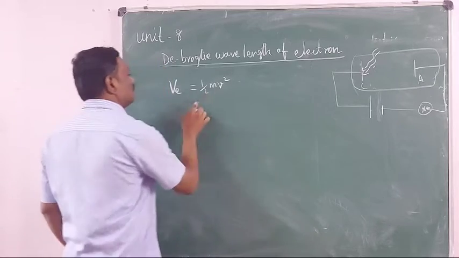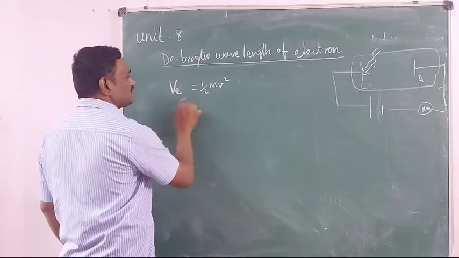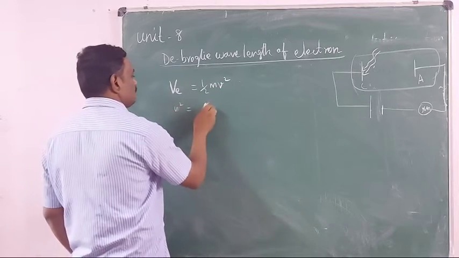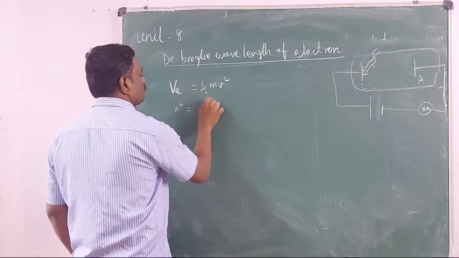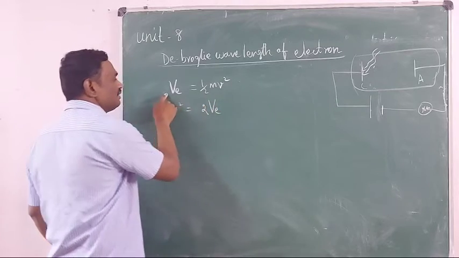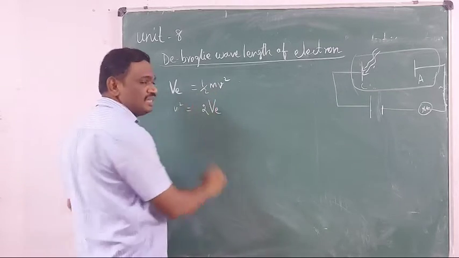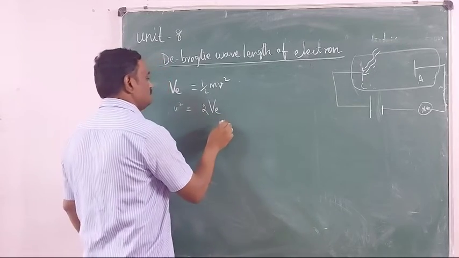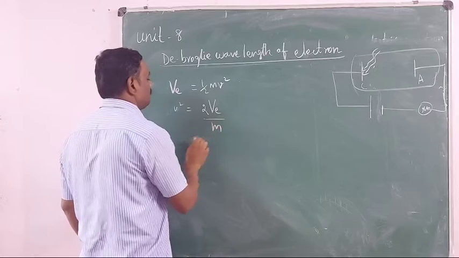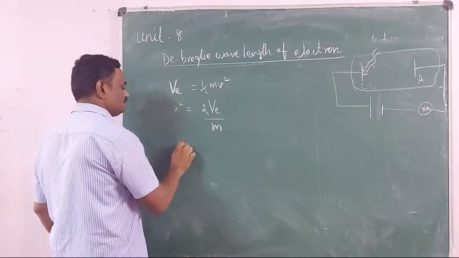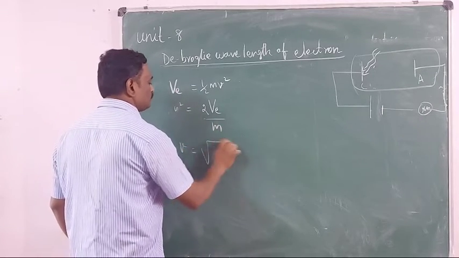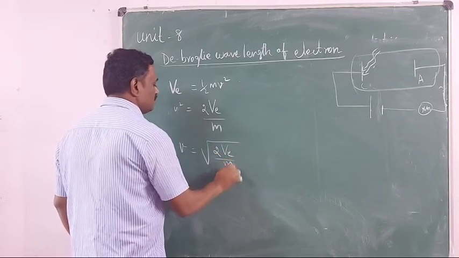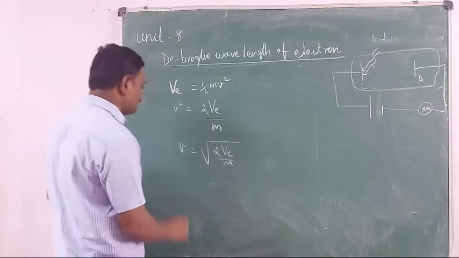From this equation we can get the velocity of the electron. Here capital V is the potential and small v is the velocity. So v square is equal to 2VE divided by m. When you remove the square, we get v equal to root of 2VE divided by m. So this is the velocity.